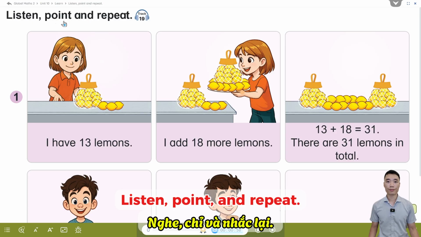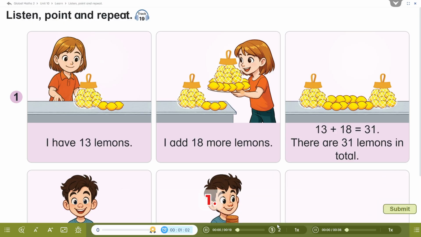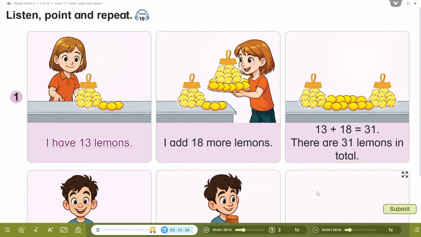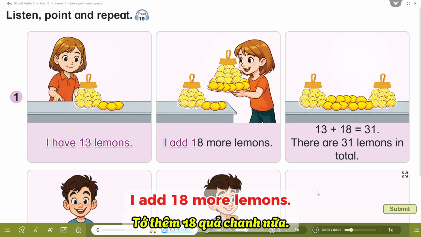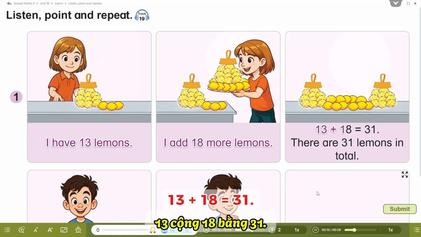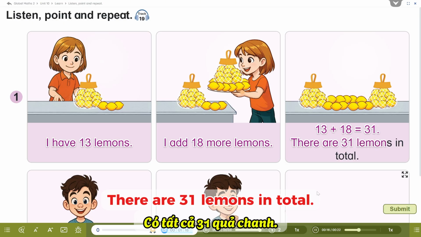Listen, point and repeat. 1, I have 13 lemons. I add 18 more lemons. 13 plus 18 equals 31. There are 31 lemons in total.